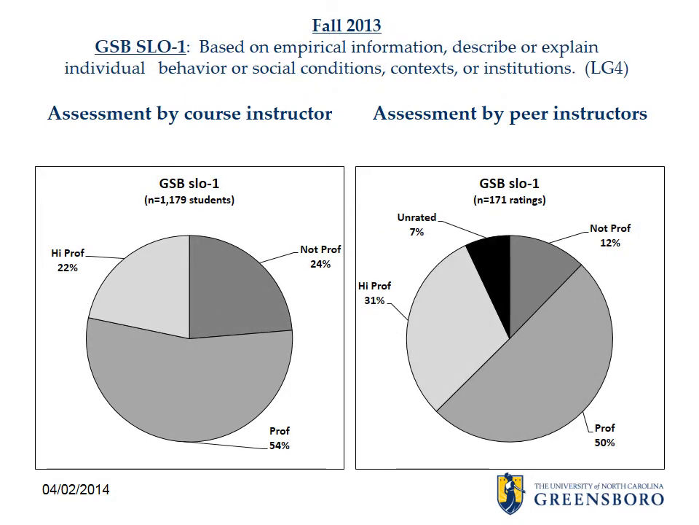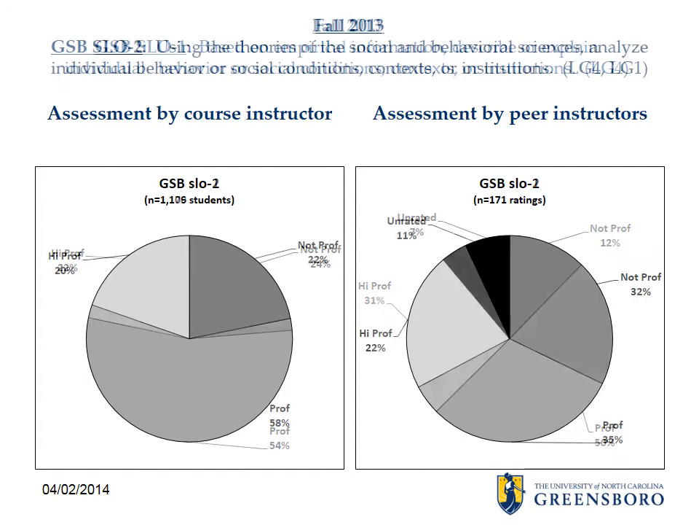For GSB Student Learning Outcome 1, course instructors rated 76% of student work as proficient or above, and peer reviewers rated 81% of sampled student work the same. Course instructors rated 24% of student work as non-proficient. Peer reviewers rated 12% of sampled student work the same, and 7% as unrated.